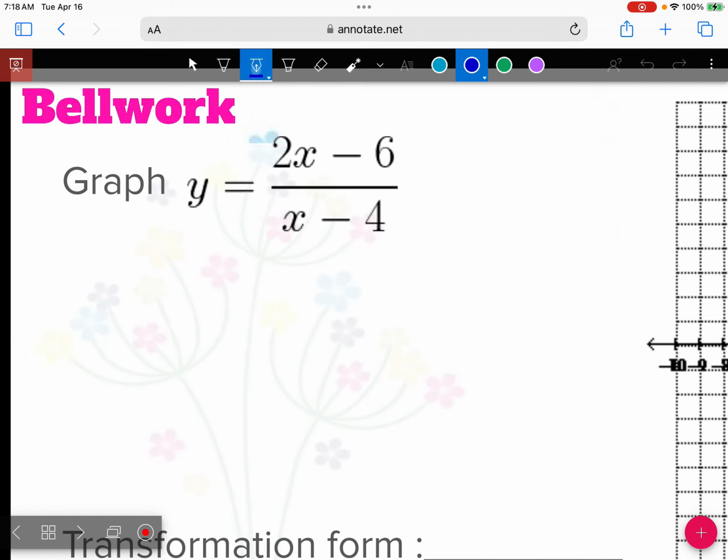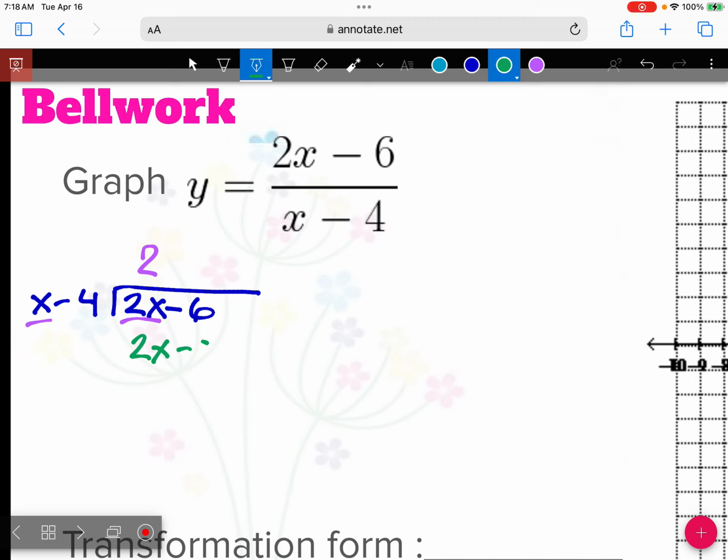All right, I'm going to go ahead and get started on this because I don't want to take all of our time on it. What we're doing is taking our x minus 4 and dividing it into our 2x minus 6. That is when we divide our first terms to get a 2 on top. That multiplies times this whole term over here to get our 2x minus 8.